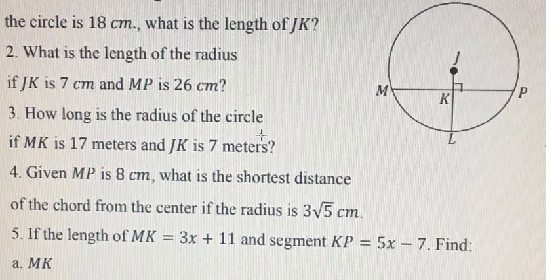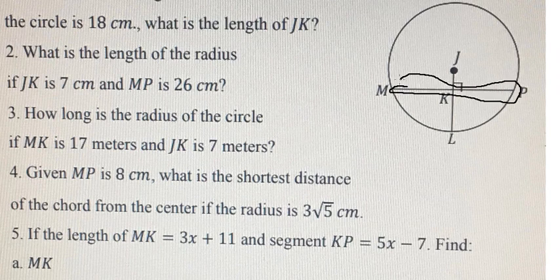So we got 13 times the square root of 2 centimeters. And this is the value we need to find in here. Now we go to question number 4. Given MB is 8 centimeters, what is the shortest distance of the chord from the center if the radius is 3 multiplied by the square root of 5 centimeters? So now I will show you how to answer. We know that MB is the chord in here. The shortest distance they want to find, that's it in here. So we have the radius is this one.